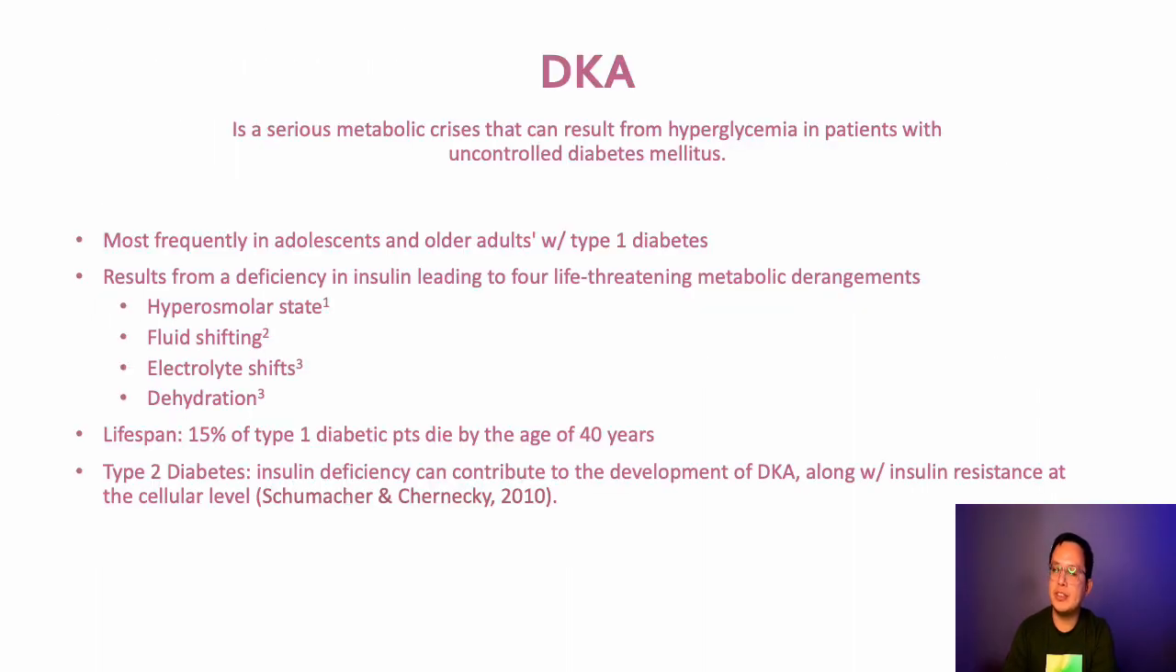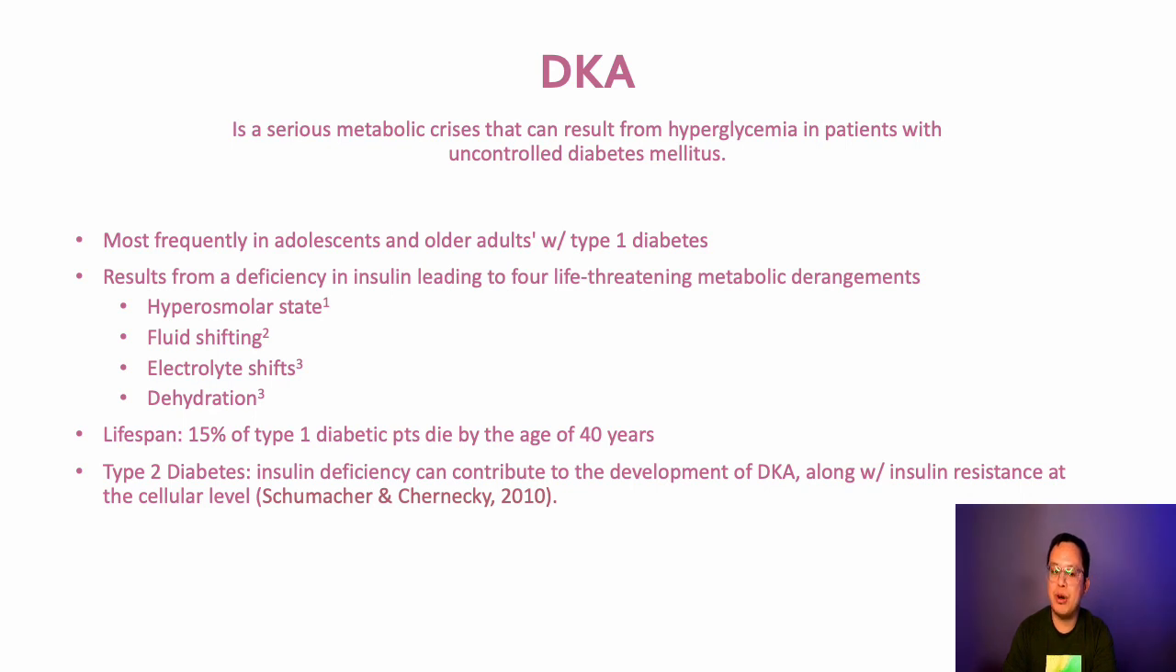So let's move on to the next topic, DKA. DKA is a very serious metabolic crisis that can result from hyperglycemia in patients with uncontrolled diabetes mellitus. Most frequently seen in adolescents and older adults with type 1 diabetes. It results from a deficiency in insulin leading to 4 life-threatening metabolic derangements.